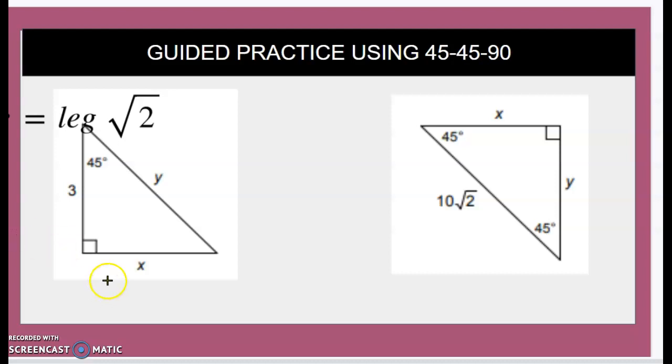Okay, so that means that the other leg is also 3, and the y is 3 square roots of 2.